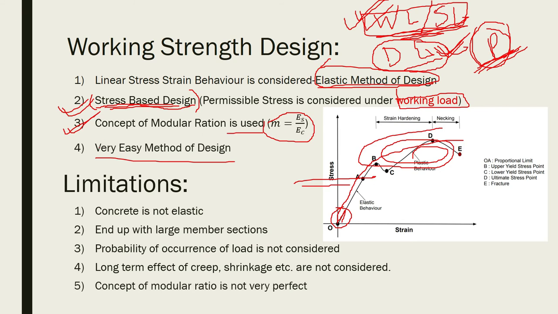Also, there is another one: the concept of modular ratio is not perfect. I have already told you this is because the stress strain graph is not linear. Then the ultimate stress method. After the working stress method, engineers started to think, why not use the ultimate strength of concrete?